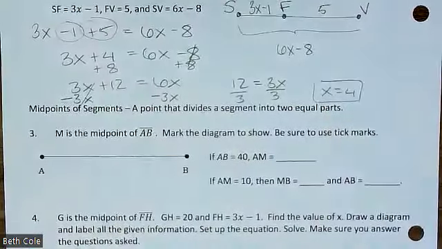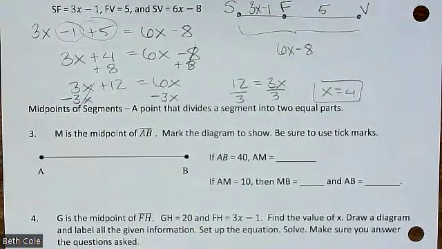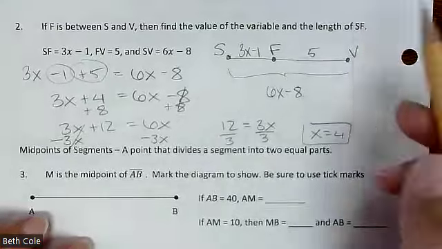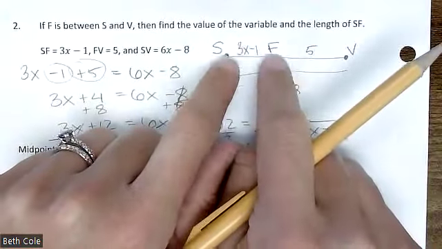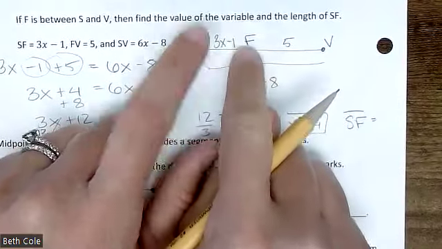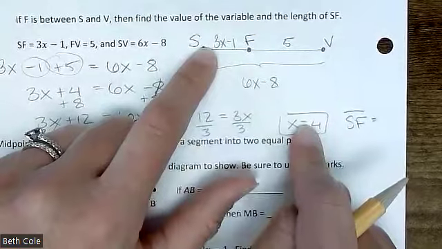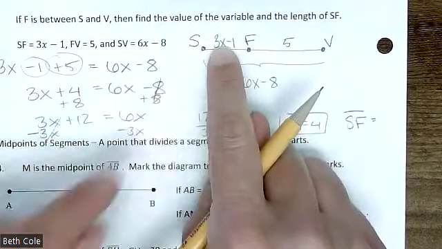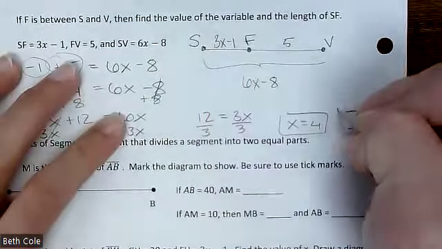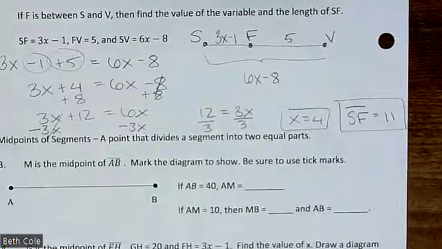Now, real quick, they may have asked for something else. So reread the problem. Does it say to just find the variable, or do you have to do that and then also do something else? Are we done or not? We need SF. That's this part right here. So we're going to write SF equals, and how could we get that? It is 11. 3 times 4 is 12, 12 minus 1 is 11. So write that down.